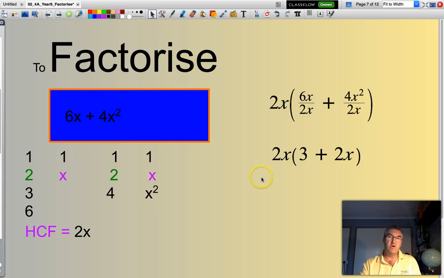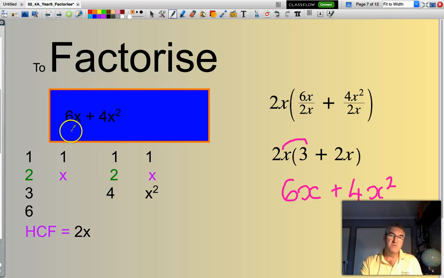Let's just double check. If I use the distributive law, where I multiply this by this, I'll have 2x times 3, that becomes 6x. And when I have 2x multiplied by 2x, that will become 4x squared. So you can see 6x plus 4x squared there is an expansion of this here. So multiply that by that, that by that.